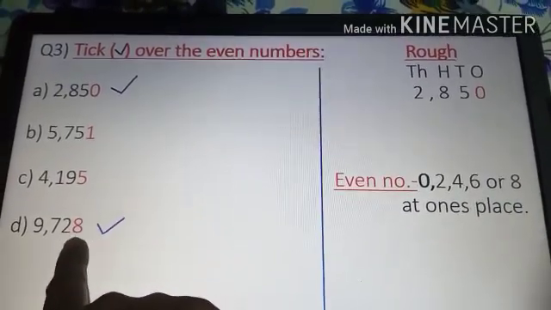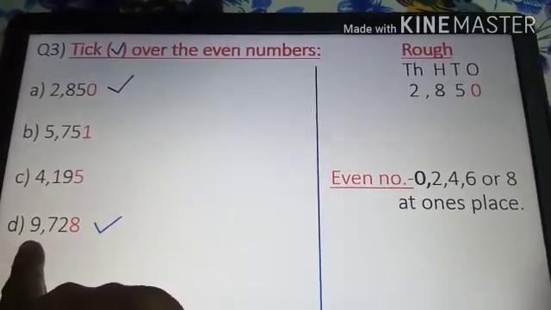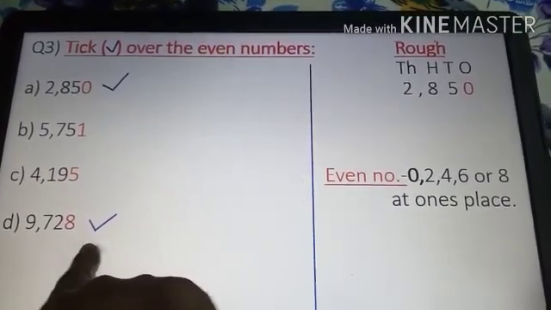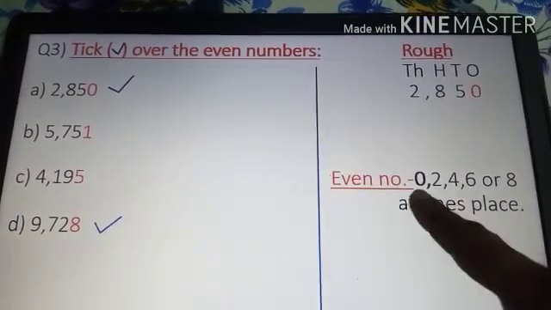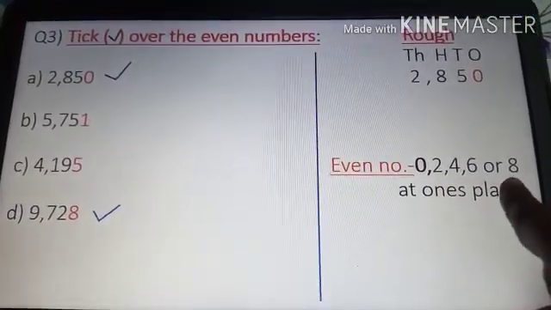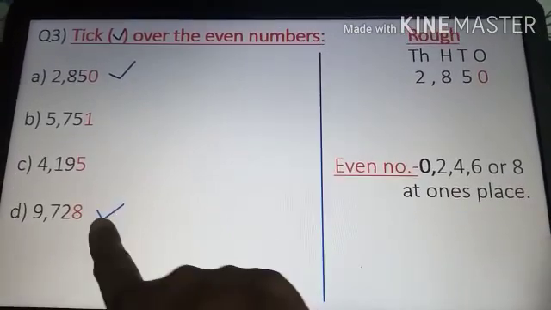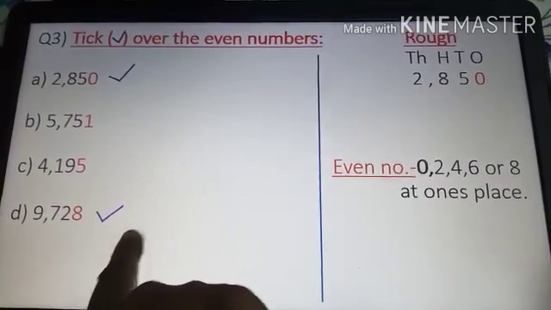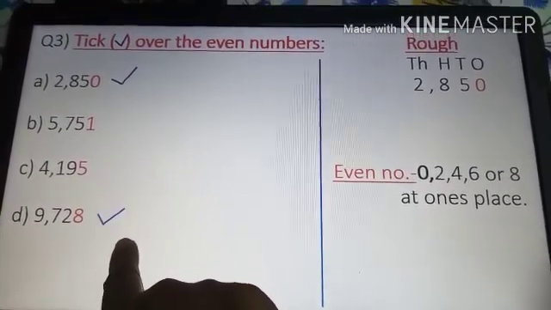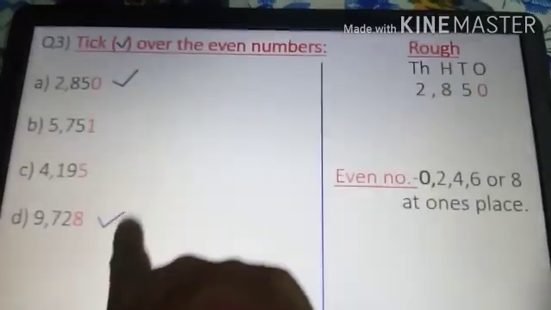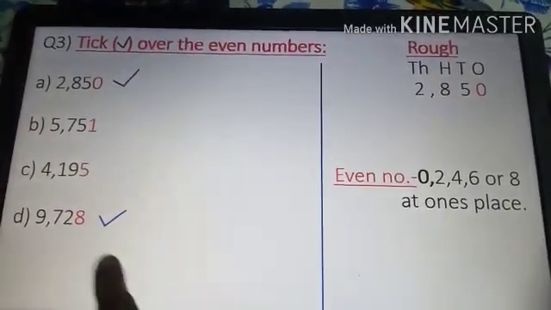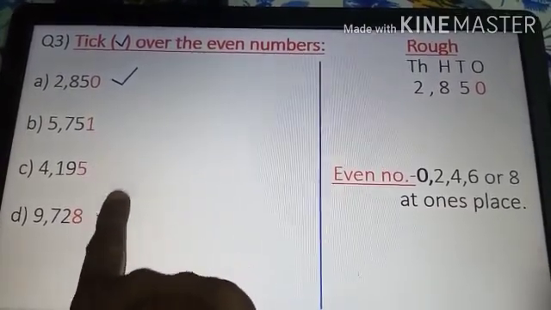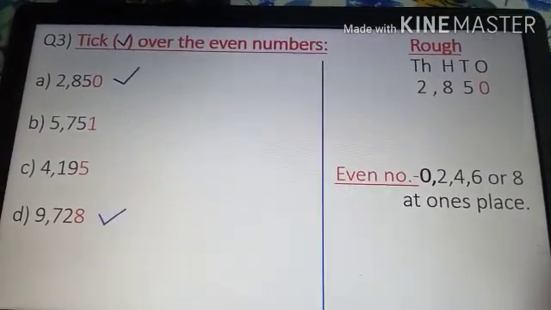Now D number. Ones, tens, hundreds, thousands. What digit is there at the ones place? It is 8. Now see, find out, is 8 here? Yes, 8 is one of the digits here. So again the number 9728 is an even number. So you will put a tick. So children, what are we doing? We are checking whether the numbers are even or not. Those that are even, we put a tick there, and those that are not even, there is no need to put any tick. Okay?